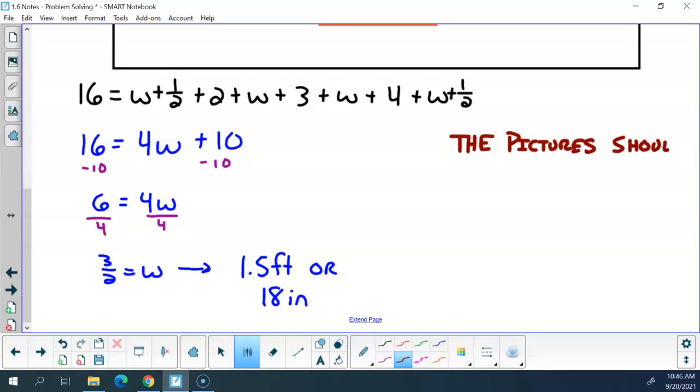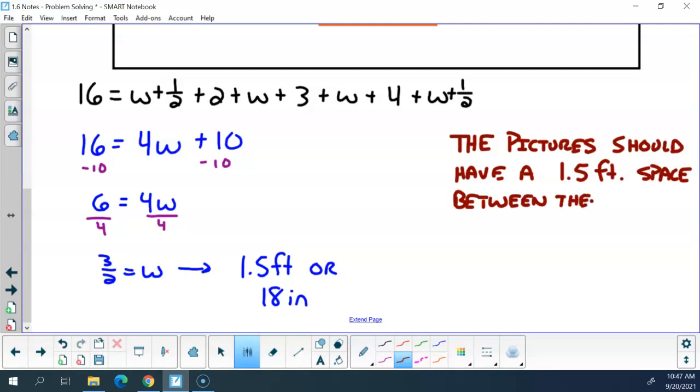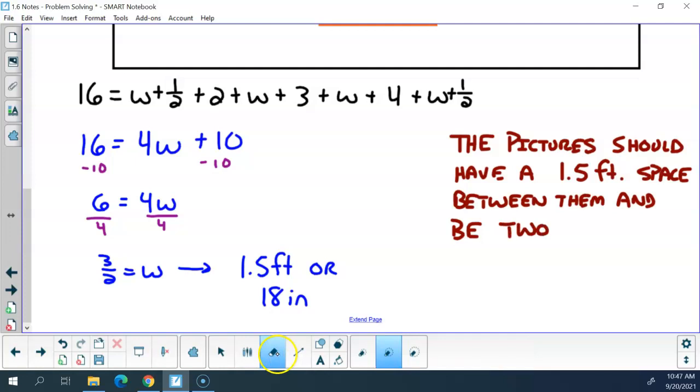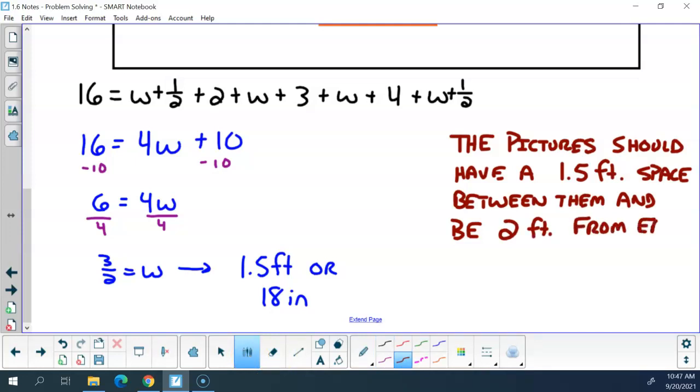So the pictures should have a 1.5 foot space between them. And the two feet from each side.